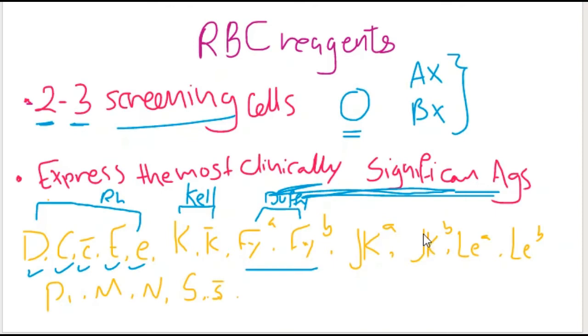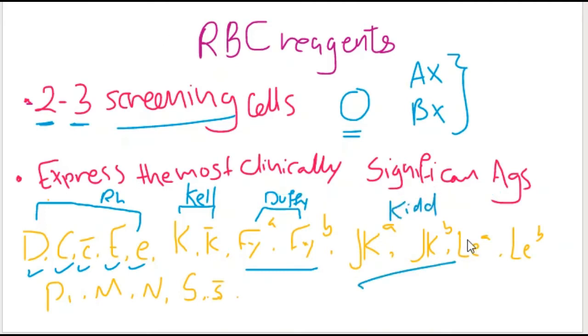JKA and JKB from the Kidd system, Lewis A and Lewis B from Lewis, and P1 from the P1PK system, and M, N, big S, little s from the MNS system. So these are considered the most clinically significant antigens.